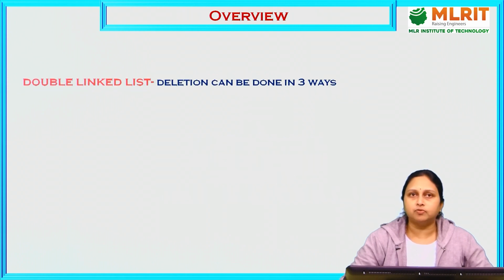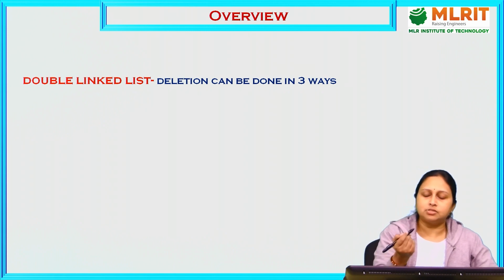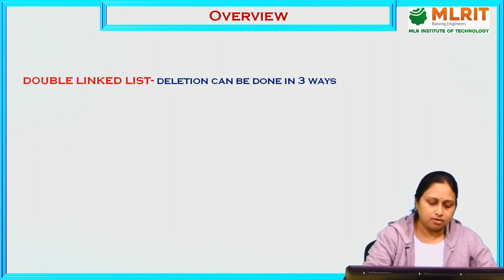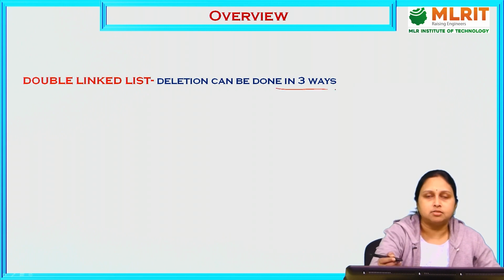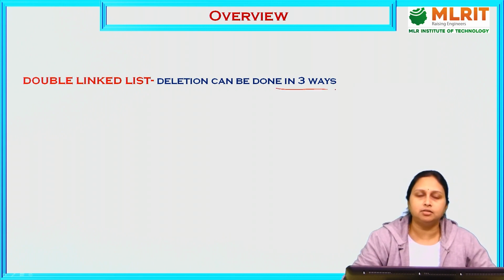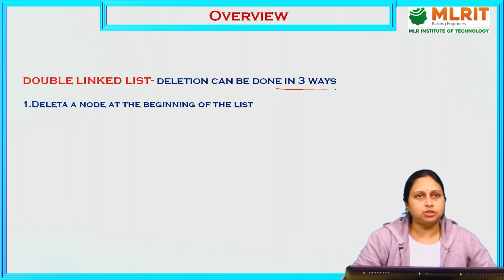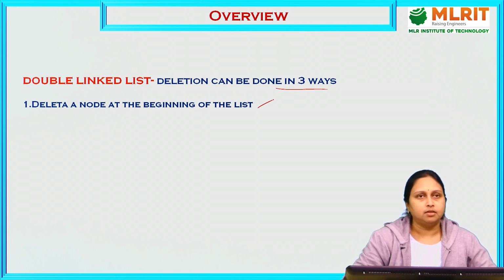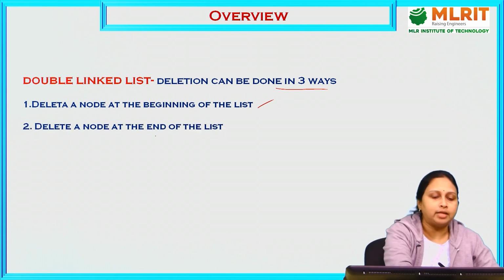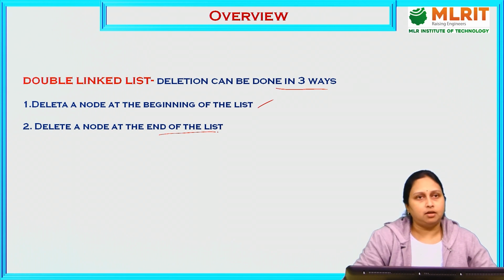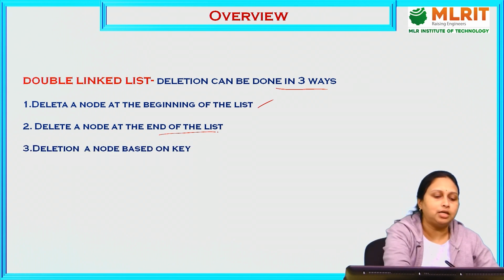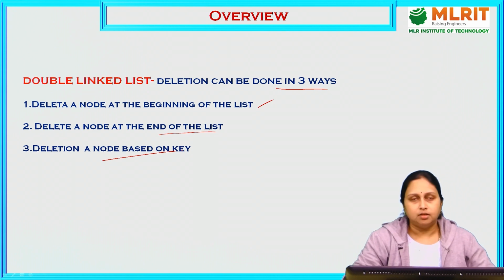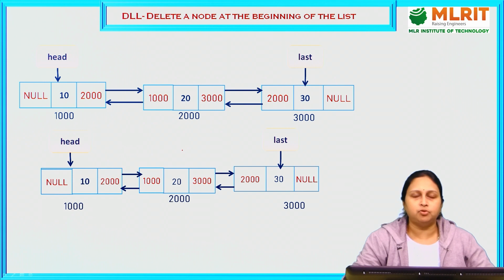Let us see the overview of the course. In double linked list, deletion can be done in three ways, as we have done already in single linked list also. The first one is deletion at the beginning of the list. Next, deleting a node at the end of the list. And the last method which we have is deleting a node based on the key. We will be seeing one by one in detail how we are going to perform the deletion.